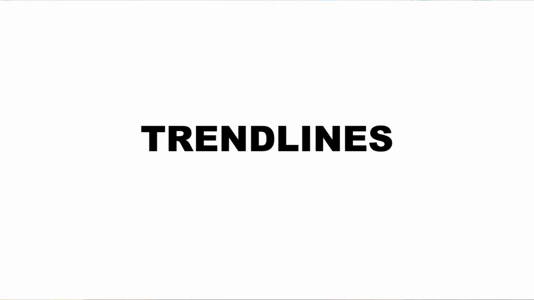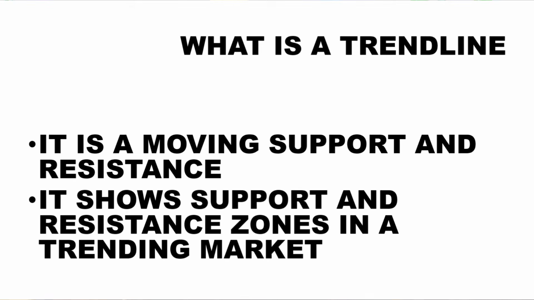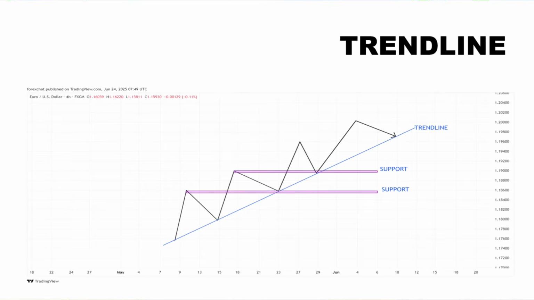What is a trend line? So our summed up definition is: a trend line is a moving support and resistance. I hope you catch that. A trend line is a moving support and resistance. You will understand it better as we continue with our tutorial. It shows support and resistance zones in a trending market, right? The most important thing about trend lines is they only work in a trending market. It can be bullish, it can be bearish, but it has to be trending.